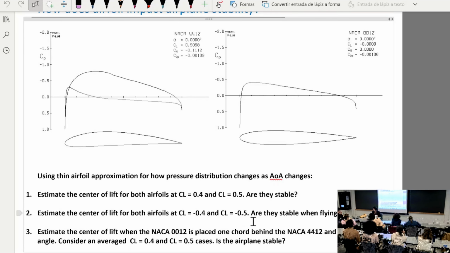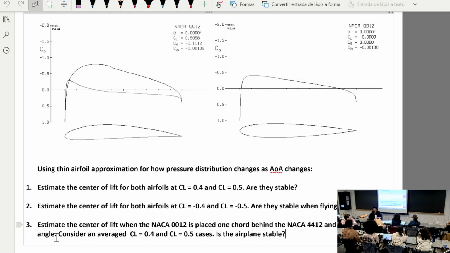The third question: suppose the symmetric airfoil is placed one chord length behind the asymmetric airfoil. The two chords and spans are the same, and the leading edge of the symmetric airfoil is placed one chord length downstream of the trailing edge of the cambered airfoil. Again consider an average CL of 0.4 and 0.5. Where is the center of lift and is it stable? All right, please come up and try to solve these problems.